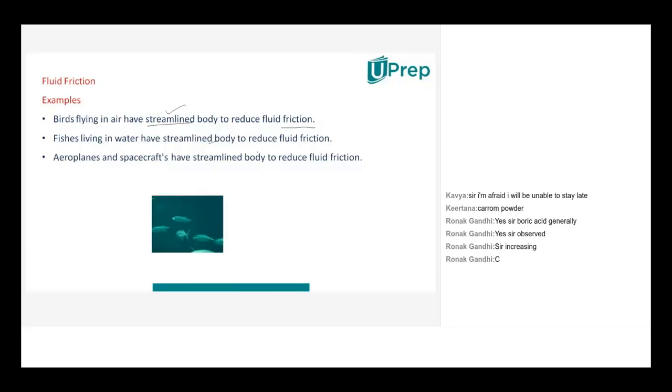So first let us go to speed of the object. The higher the speed of an object moving through a fluid, the greater will be the frictional force acting on it. Is it right or wrong? Sir, it's right. Very good.